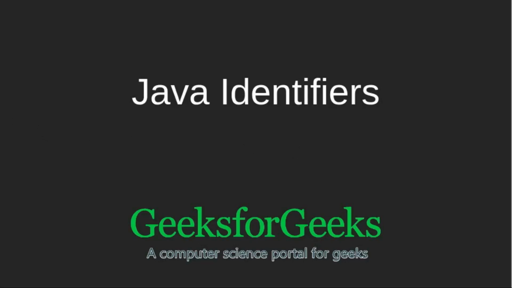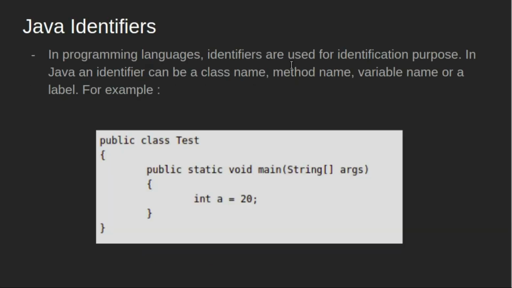In this tutorial we will learn about Java identifiers. In programming languages, identifiers are used for identification purpose. In Java, an identifier can be a class name, method name, variable name or a label. For example, here test is the identifier for the class name and A is the identifier for int variable.